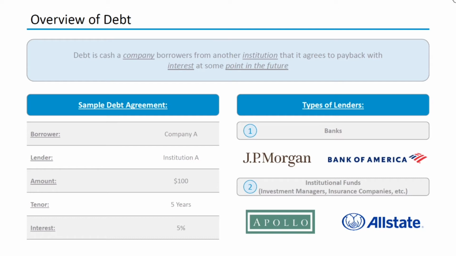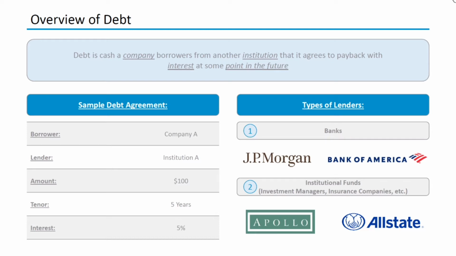So to start off, debt is cash a company borrows from another institution that it agrees to pay back with interest at some point in the future. So to help better understand that definition, let's take a look at the sample debt agreement below.